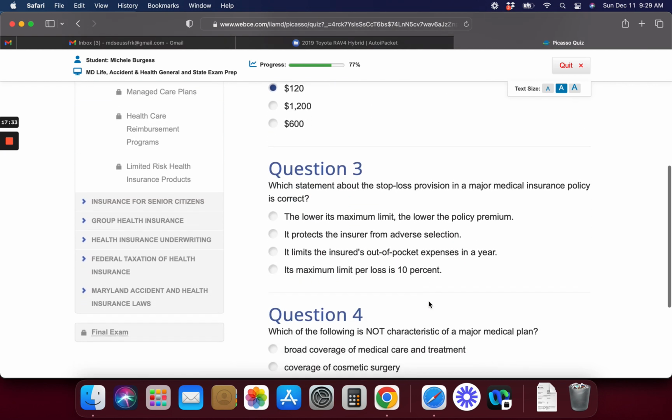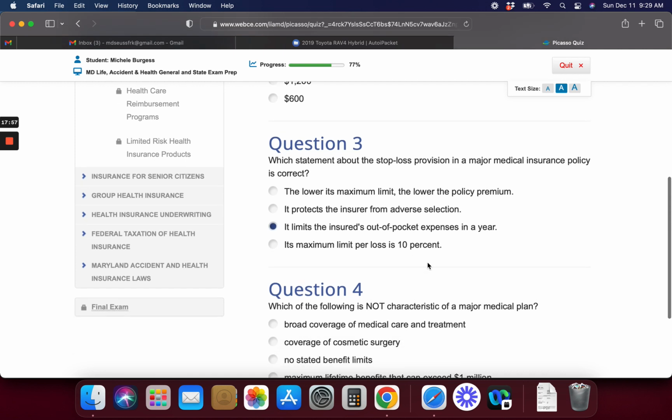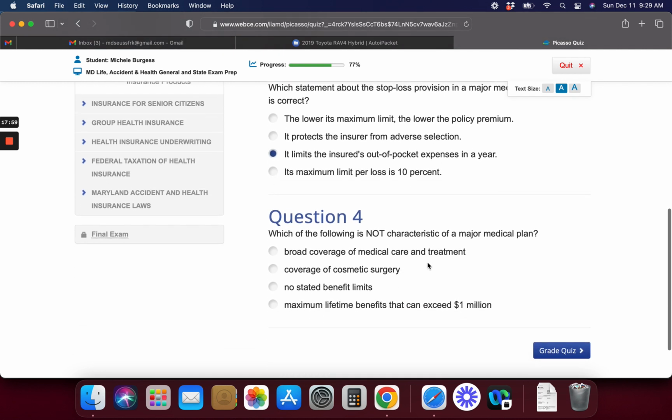All right, which statement about the stop loss provision in a major medical policy is correct? It protects the insurer from adverse selection. It limits the insured's out-of-pocket expense. The lower its maximum limit, the lower the policy cost. Its maximum limit per loss is 10%. I want to say this one. I don't know if it's correct or not. We're going to find out in a few minutes.